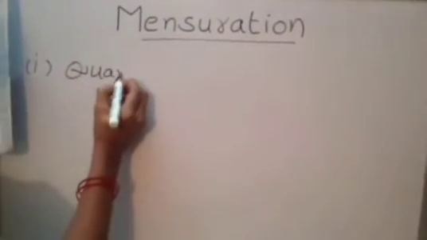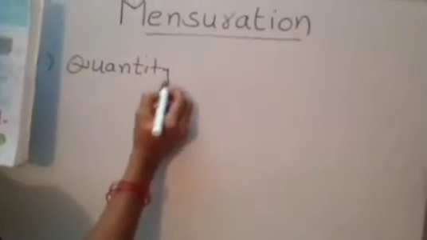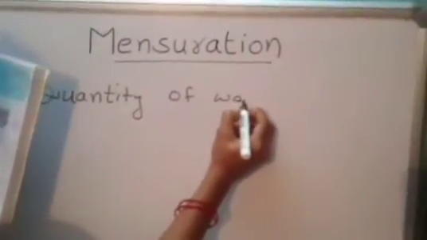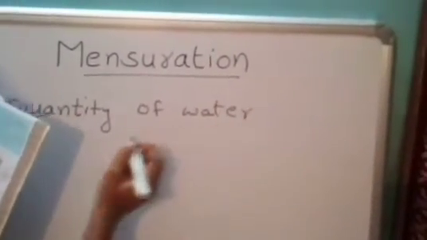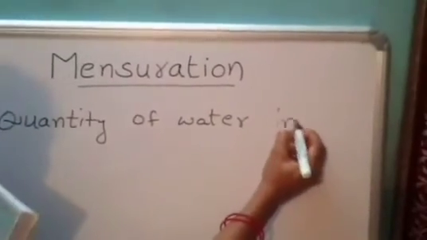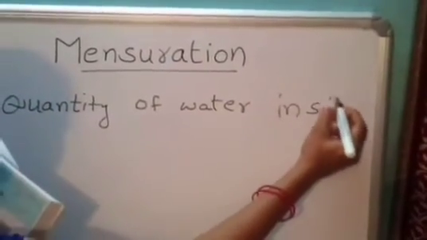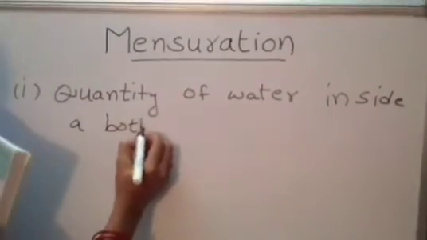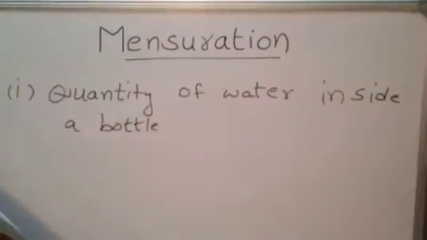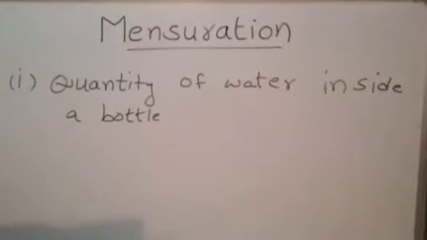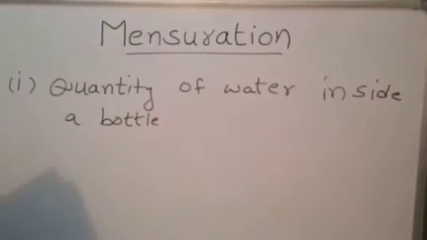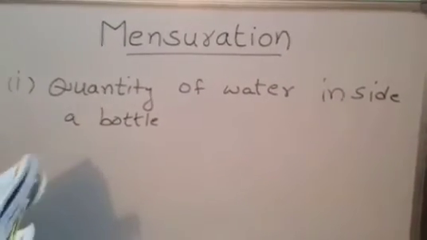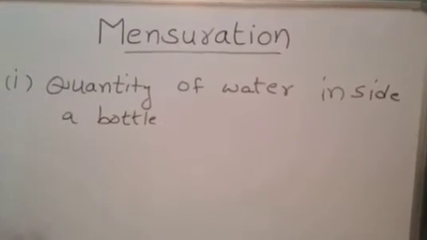Quantity of water inside a bottle. Inside a bottle, how much space does water occupy in the bottle? That occupied space is called volume.